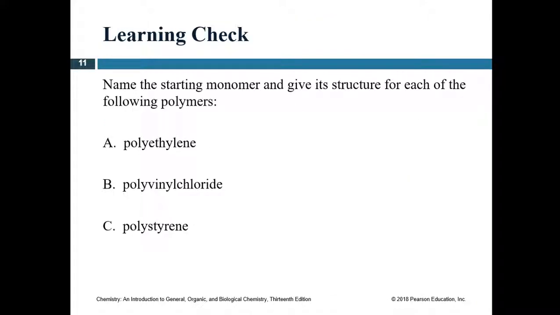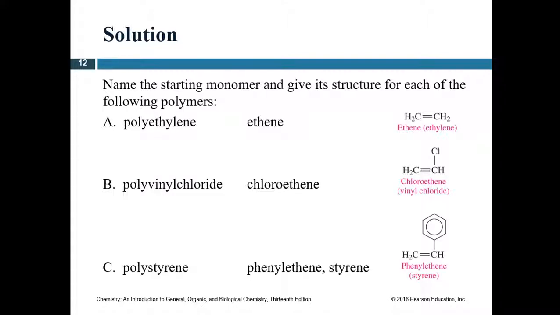So name the starting monomer and give its structure for each of the following polymers. So you need to be able to tell us what the structure for the ethylene looks like. What does the structure for PVC look like? Well, the monomer. And what does the monomer for styrene look like? So as you notice here, hopefully you can now draw these.